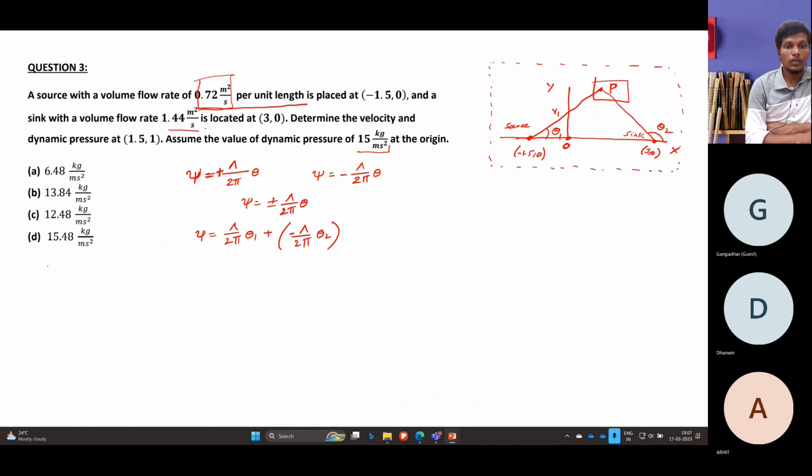Okay, once you've done that, you can take out the common parameters, that is psi equals lambda by 2 pi times (theta 1 minus theta 2), right? But there is one more problem: your volume flow rate is not common for both the source and sink.